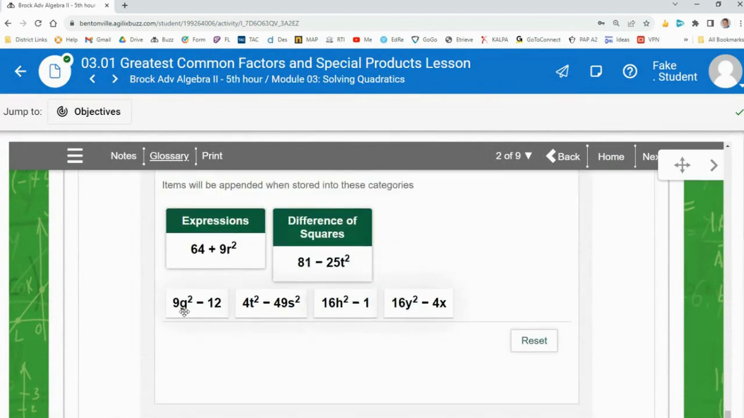9g squared minus 12. So yeah, 12 is not a perfect square. This is a perfect square: 3g times 3g is 9g squared. But the square root of 12 is not an integer. So that's just an expression.